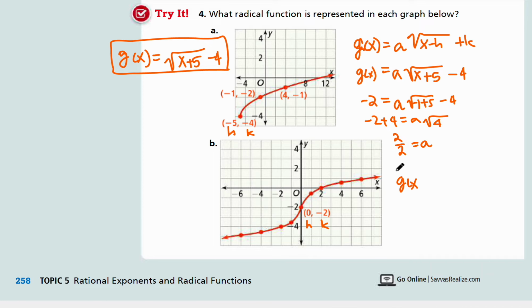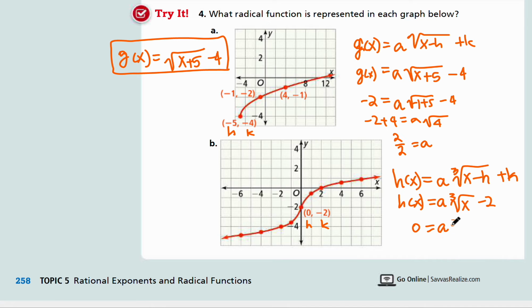So let's use a different function notation. H of x is equal to a cube root of x minus h plus k. It's just the index that's going to be different, but the form itself is the same for all radical functions, okay? And then you know h is 0, k is -2. So rewrite that: a cube root x minus 2. And then use another point. Don't use the h and k. Let's say (2, 0), right? 0 is equal to a cube root of 2 minus 2.